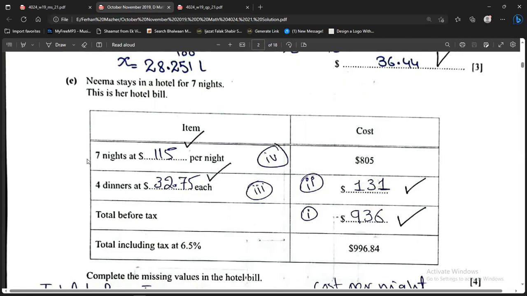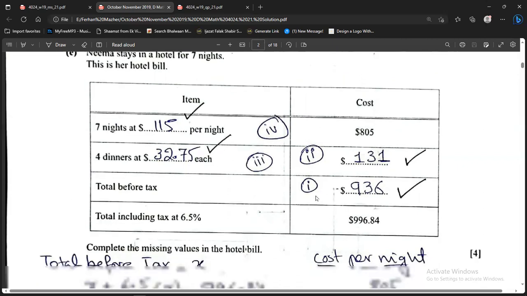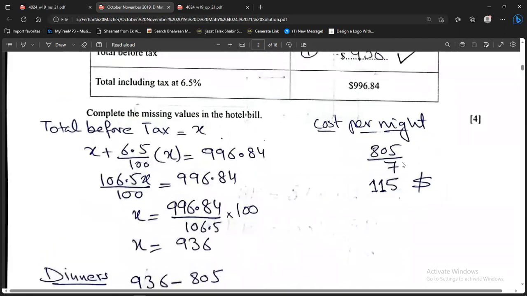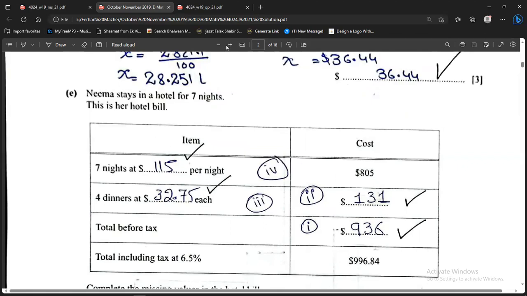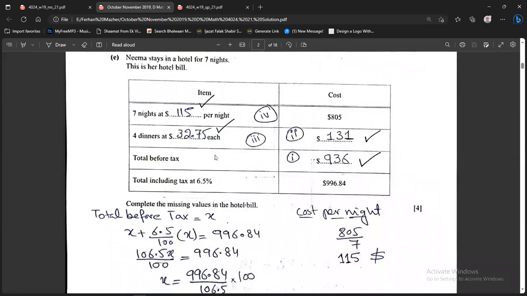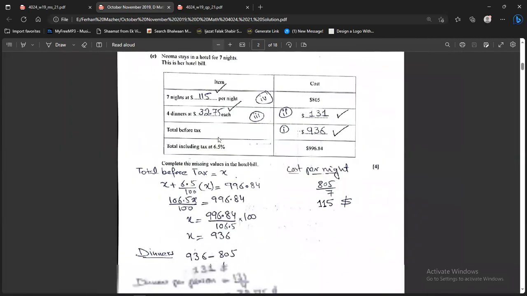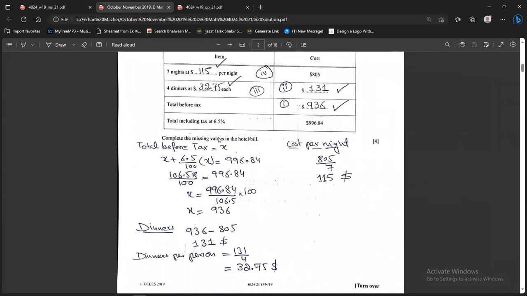Now, the cost for the 7 nights is 805. So the cost for 1 night will be 805 divided by 7, and that is $115. So I will put that here. Let me reduce the size so you can see the whole picture together. So here we go.